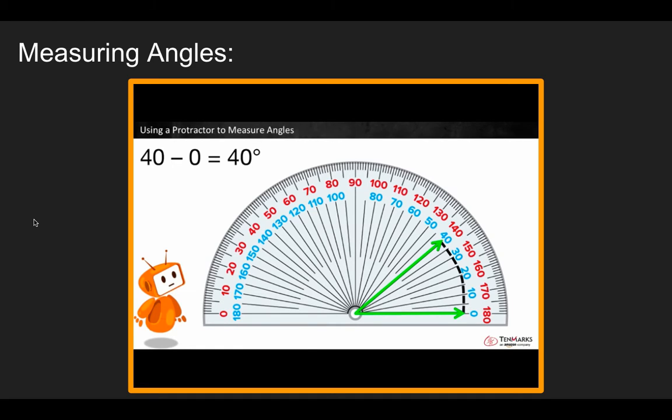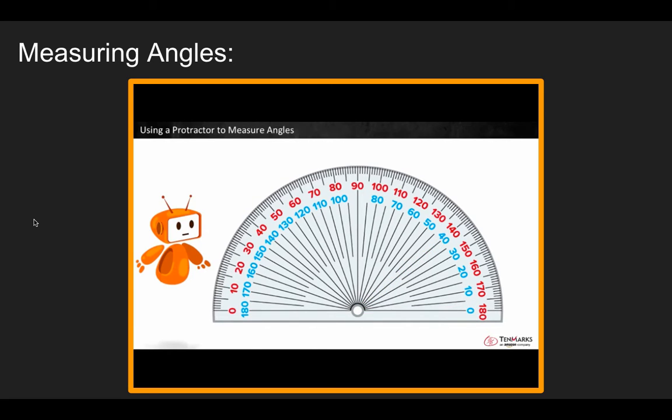40 degrees makes sense since this angle is acute, or less than 90 degrees. The other number this arm is pointing to is 140. 140 degrees would not make sense since this angle is acute. Let's look at another angle.